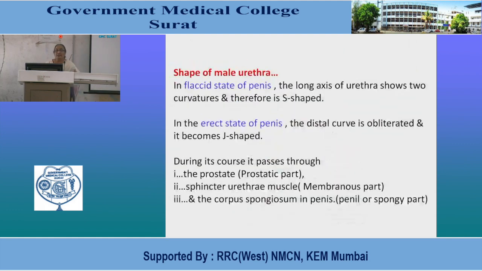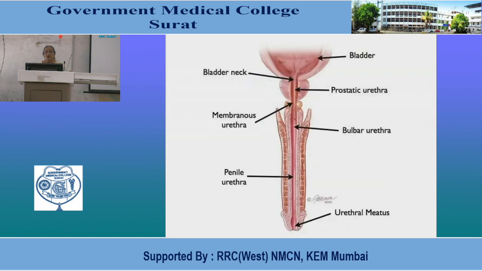Now, the shape of the male urethra: in the flaccid state of the penis, the long axis of the urethra shows 2 curvatures and therefore it is S-shaped. But in the erect state of the penis, the distal curvature is obliterated and it becomes J-shaped. During its course, as we have discussed, it passes through the prostatic, then the membranous and the spongy penile part of the urethra. Again you can see the prostatic urethra, bulbar and membranous urethra, and the penile urethra up to the urethral meatus. The diagram shows the different parts of the male urethra.